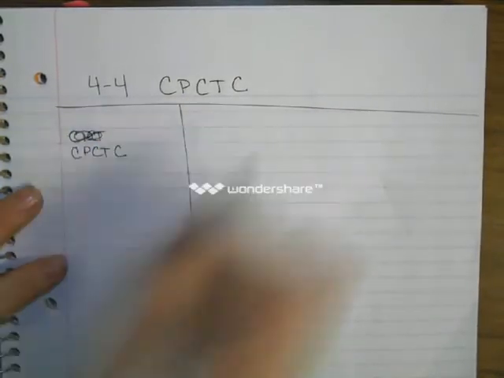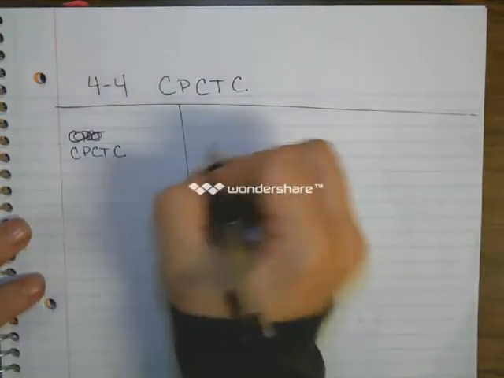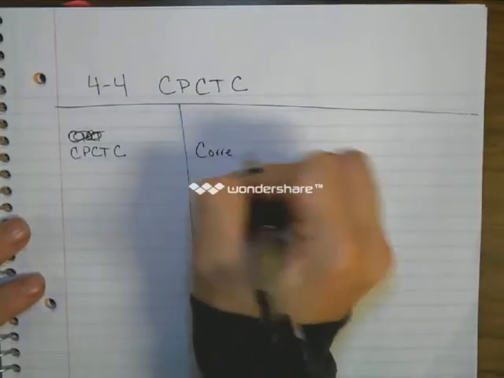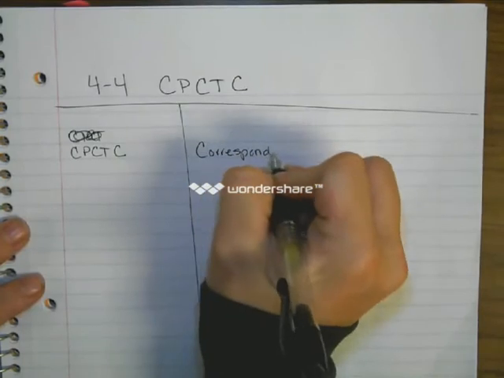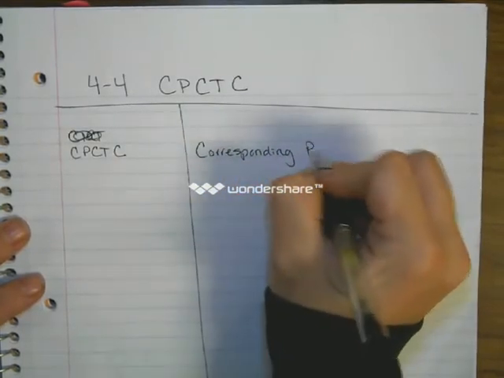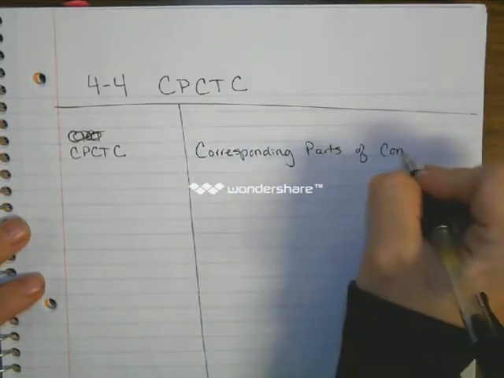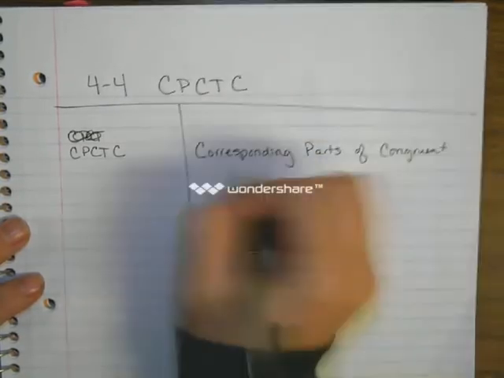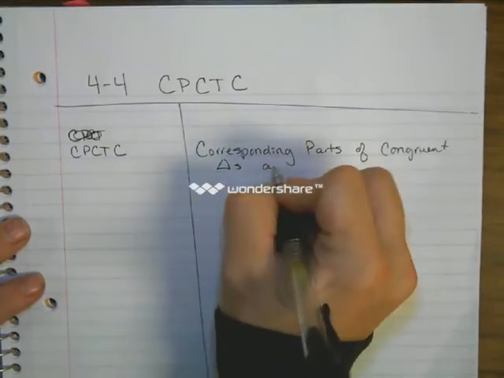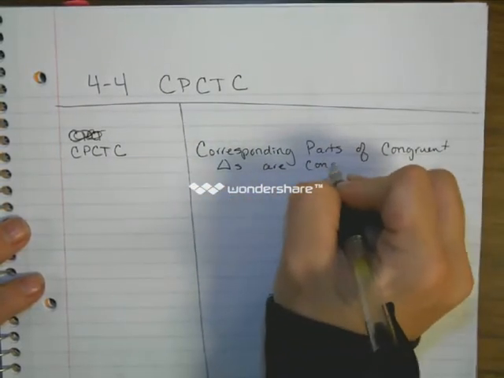Obviously it's an acronym. CPCTC. Alright, this stands for corresponding parts of congruent triangles are congruent.